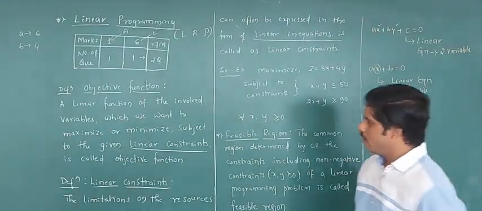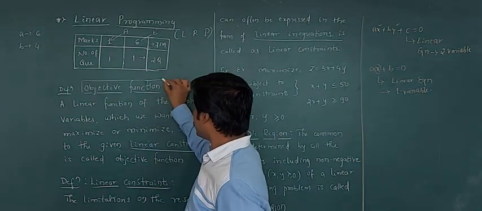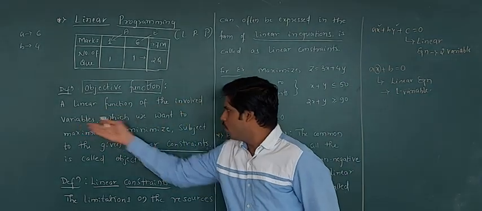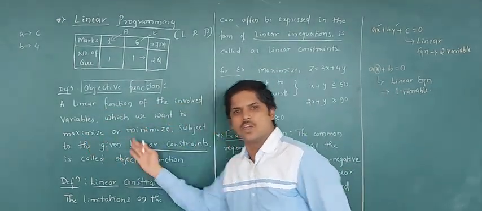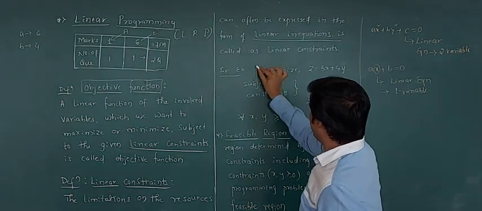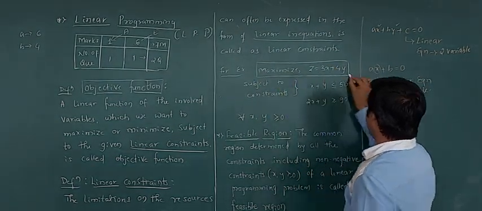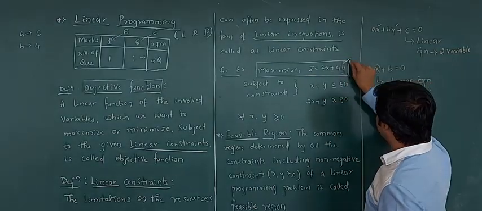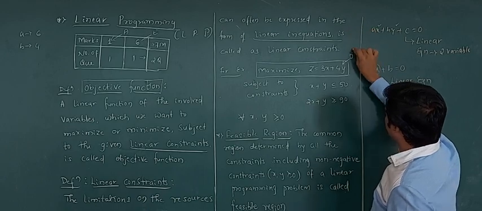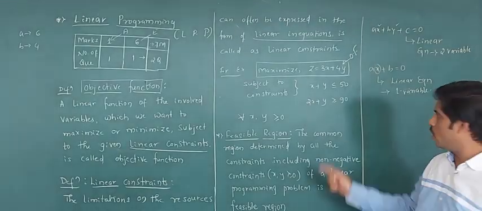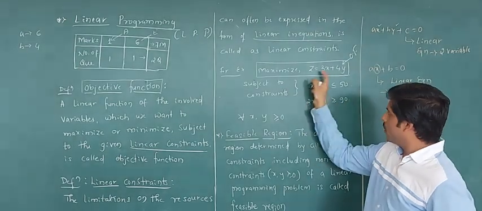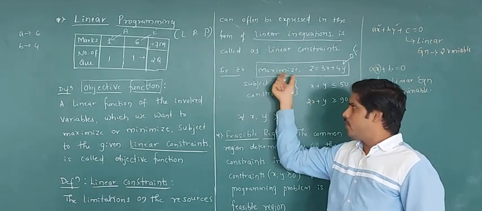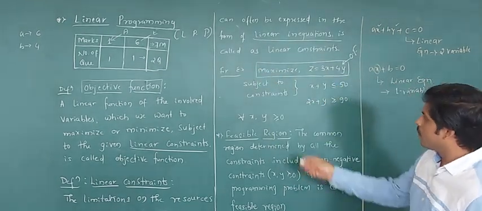Then for example, which equation is called the objective function? The linear function of the involved variables which we want to maximize or minimize. For example, maximize z equal to 3x plus 4y. This equation z equal to is called the objective function, because here we are going to find the maximum value or minimum value of the function z, subject to constraints.